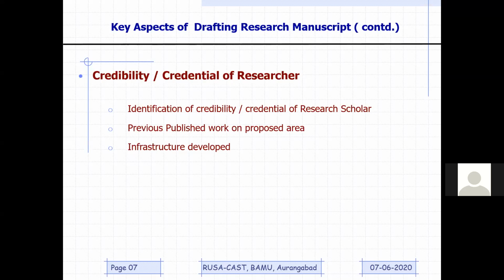Number 1. Number 2, you might be making a claim in the manuscript that you have done this work by using these tools, right? So whatever tools you are claiming, those tools must be updated on your website. If it is not updated on the website, then again let me tell you one example.